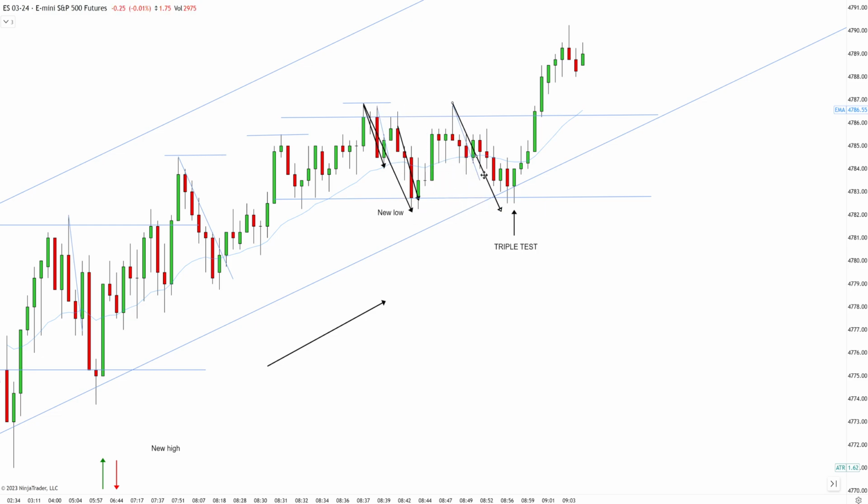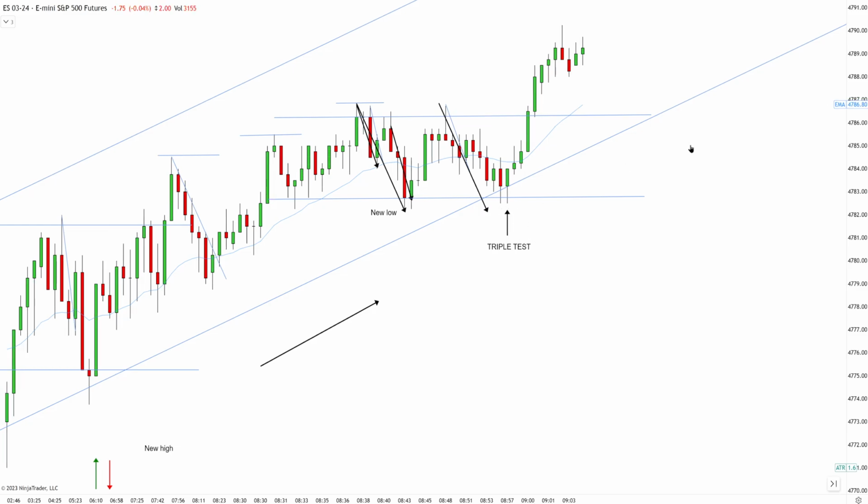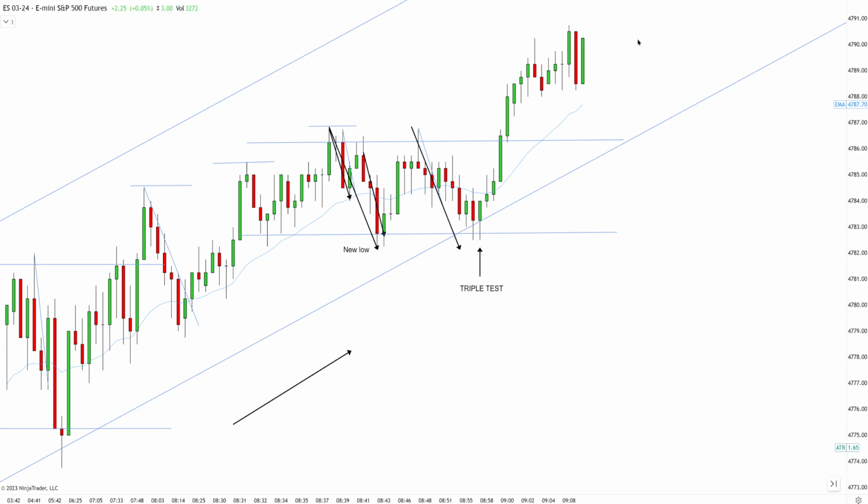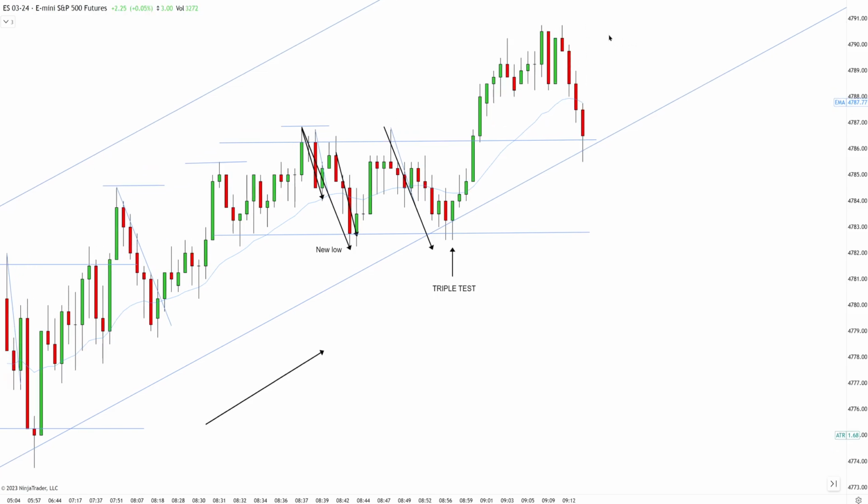I completely forgot. But we can see it resembles a visual two-legged pullback. That's the main reason why you can consider this, because you're going to combine the visual two-legged pullback with the triple test. So let's see what's going to happen.